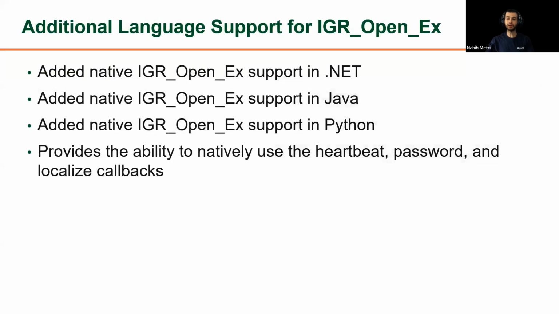In both our 23.2 and 23.1 releases, we've increased the functionality of the IGR OpenEX method. It can currently be used for password protected files, the heartbeat to allow for cancellation of long-running Excel document tasks, and the previously available localization. With this method becoming increasingly vital, we've added native support for it in .NET, Java, and Python. So it no longer requires C or C++, and you don't have to create your own wrapper either. You'll be able to consume all the great functionality easier than ever.